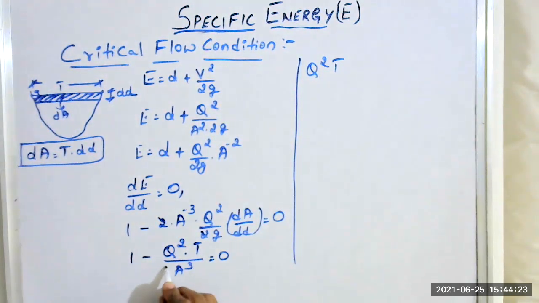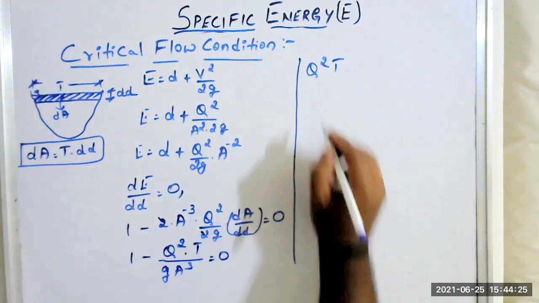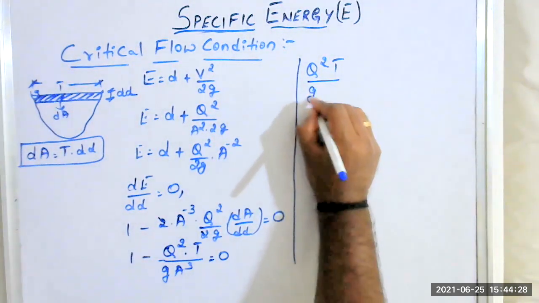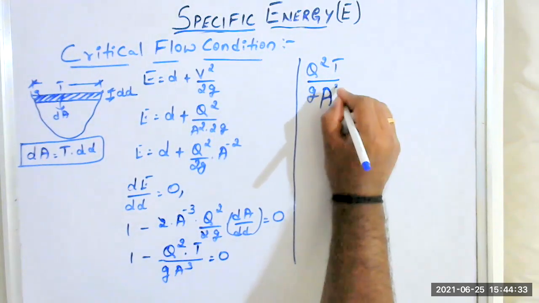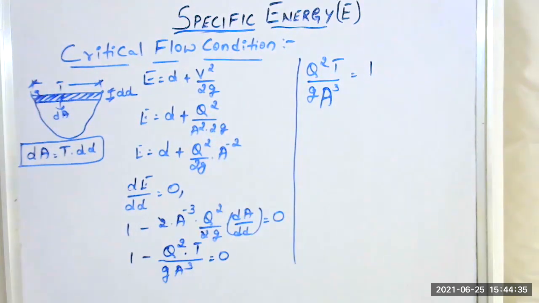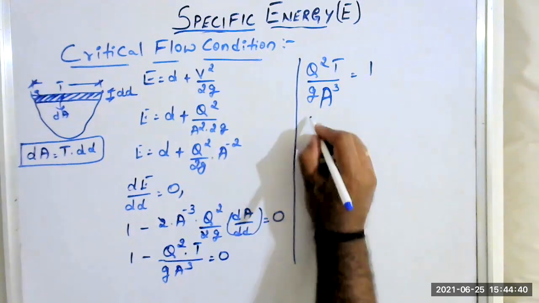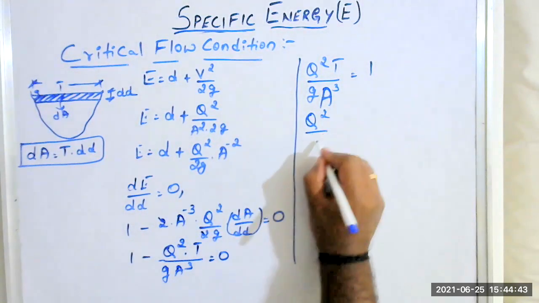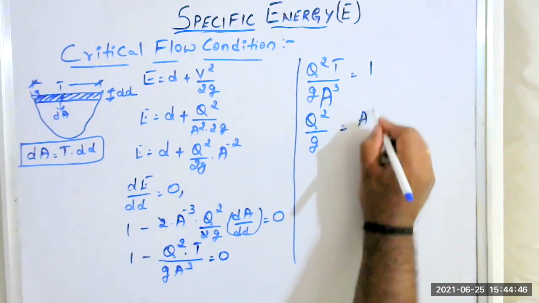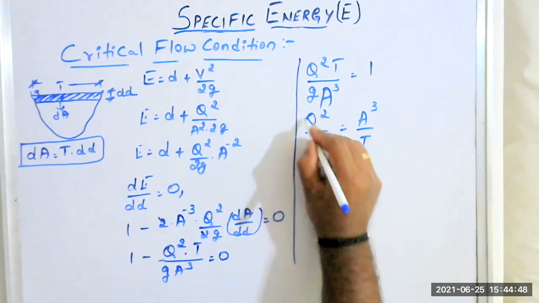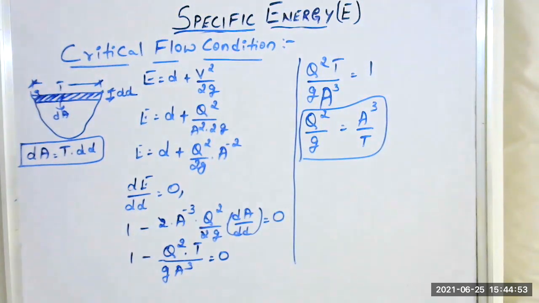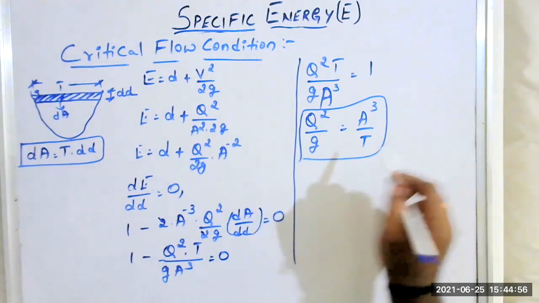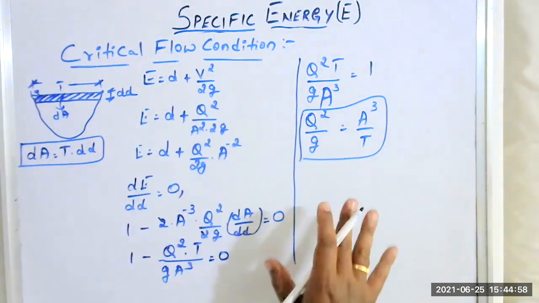So sorry, this g is left out here. Q square T divided by g a cube is equal to 1. So further I can write q square by g is equal to a cube divided by t. Okay, see, this is the condition. If this condition is satisfied, then the flow is called critical flow.